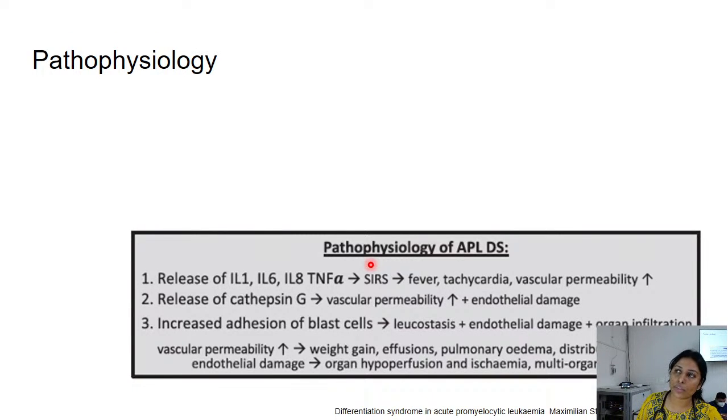There is also release of cathepsin G, which causes increased vascular permeability and endothelial damage, and also increased adhesion of blasts can lead to leukostasis, endothelial dysfunction, and organ infiltration. So the symptoms of weight gain, effusions, pulmonary edema, and distributive shock are predominantly attributed to increased vascular permeability, and organ endothelial damage leads to organ hypoperfusion and ischemia, leading to multi-organ dysfunction.